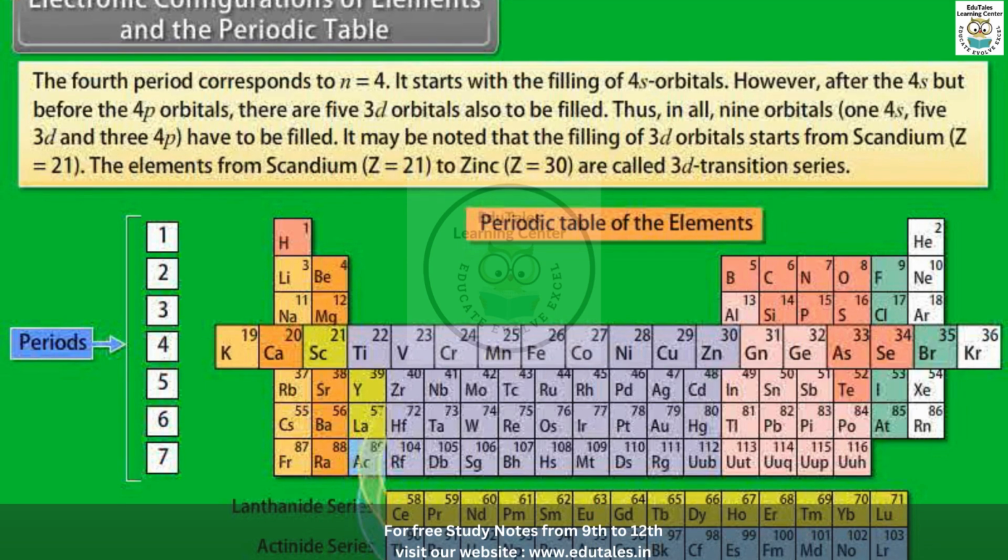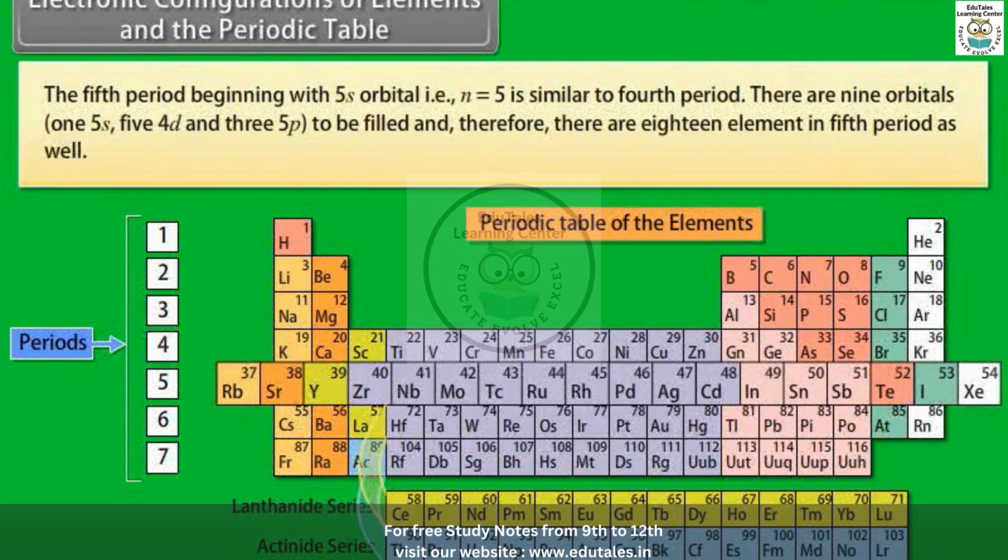3d transition series. The fifth period beginning with 5s orbital, that is, n equal to 5, is similar to the fourth period. There are 9 orbitals, one 5s, five 4d and three 5p to be filled, and therefore there are 18 elements in the fifth period as well.